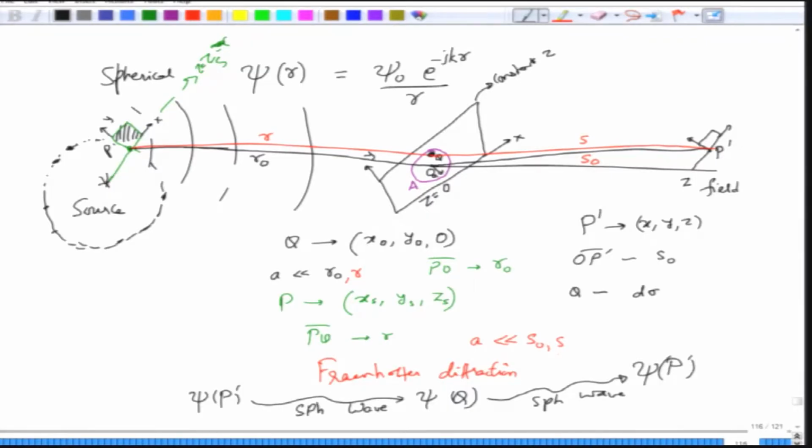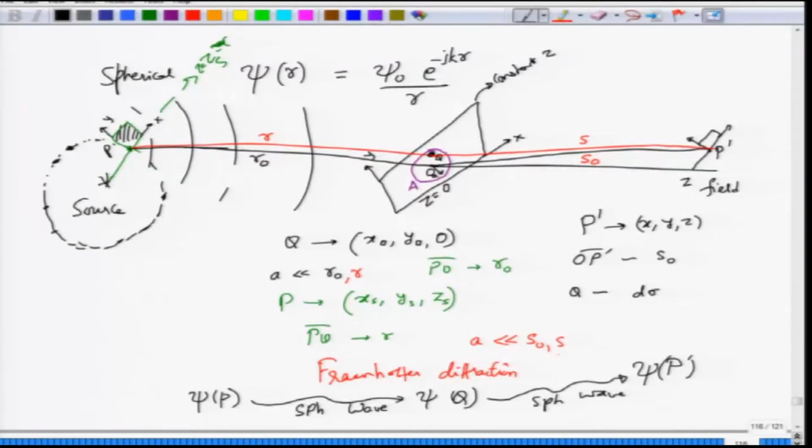Okay. Psi of P was the source point and then psi of P prime is the field point. Okay. So, the source point which is kept at xs, ys and zs would first emanate a spherical wave and then you would land up with that spherical wave at point Q. From point Q you would again have another spherical wave because of Huygens principle, and then part of the spherical wave would land up at point P prime, which is given by the coordinates x, y and z.